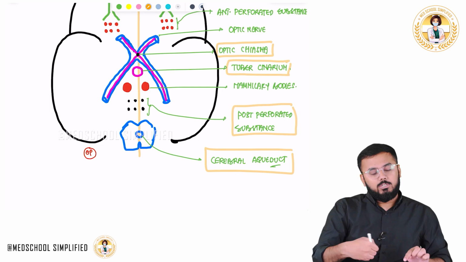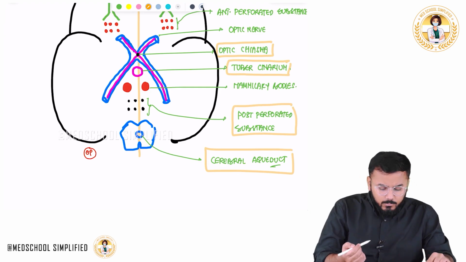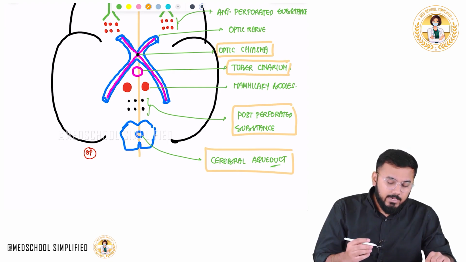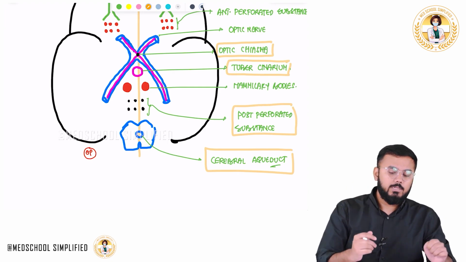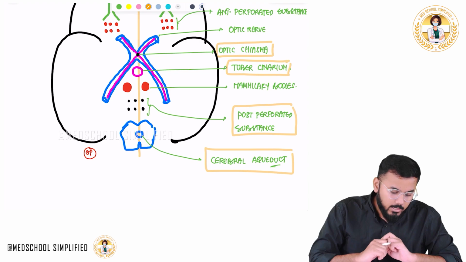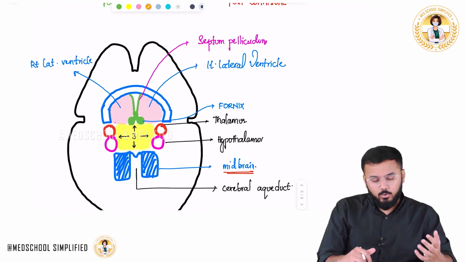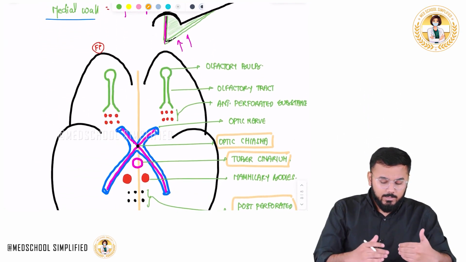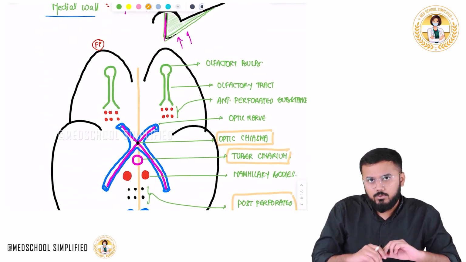So these are the structures that are located exactly in the midline. These are the midline structures of the inferior surface of your brain, right? This is all you need to know regarding the walls as well as the midline structures that are located on the inferior surface of your brain.